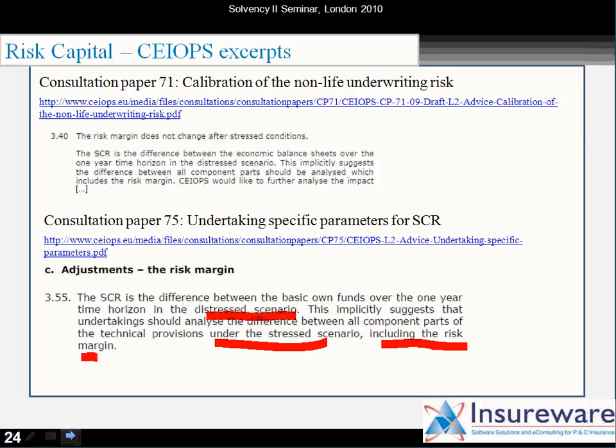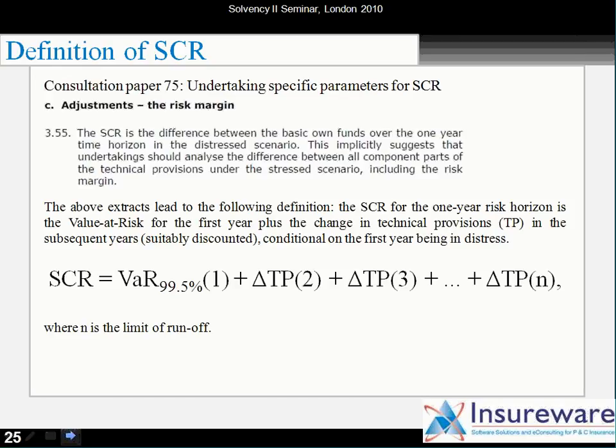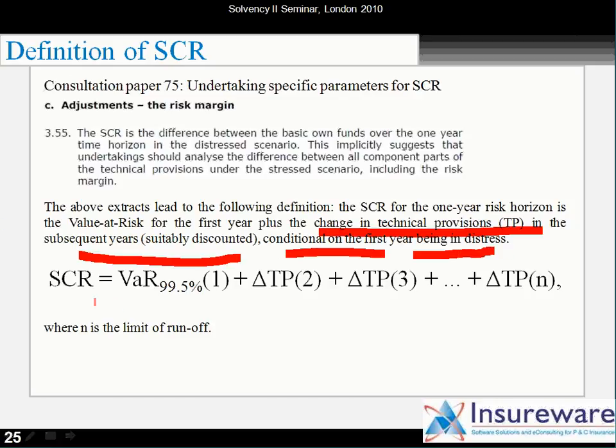So all these directives and consultation papers lead to the following definition. The above extracts lead to the following definition. The SCR for the 1-year risk horizon is the value at risk for the first year. So it's the amount of capital you need to sustain a distress situation for the next calendar year, plus the change in technical provisions in the subsequent years suitably discounted, conditional on the first year being in distress. So let's look at this definition.